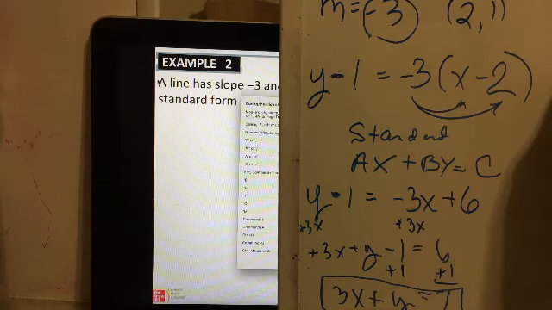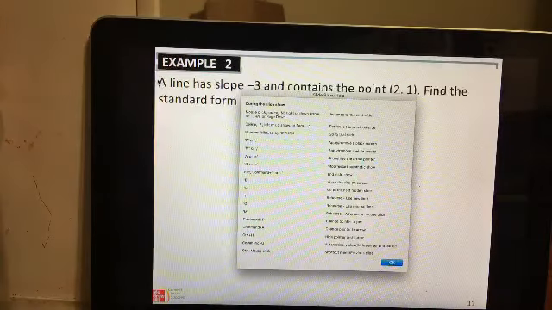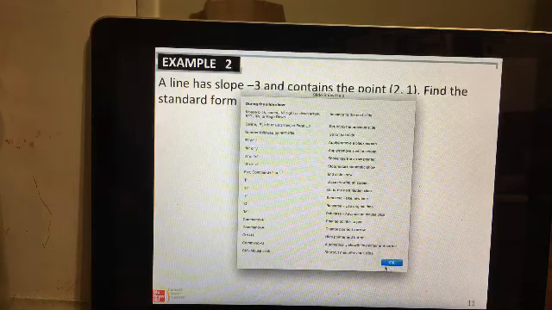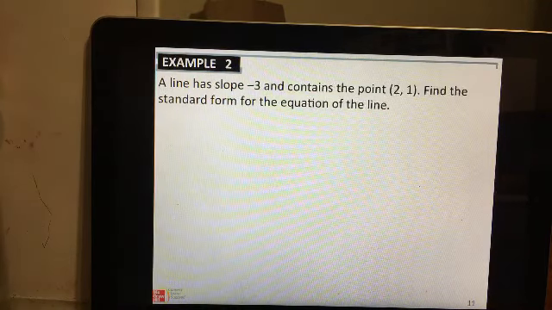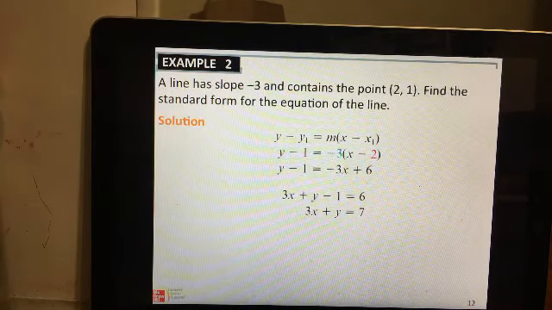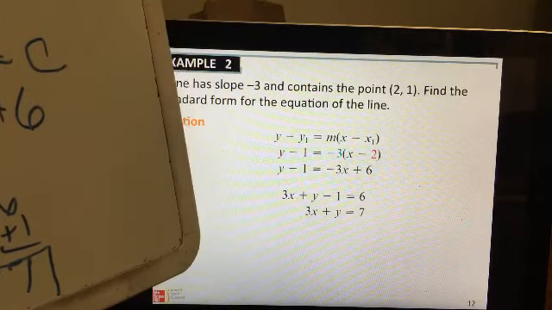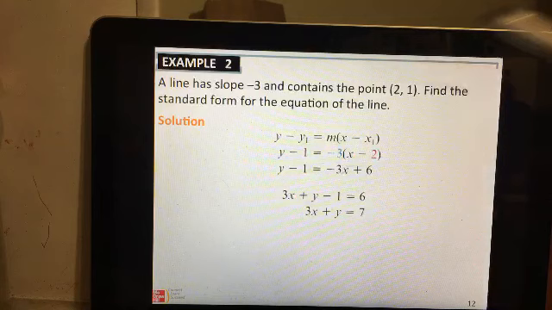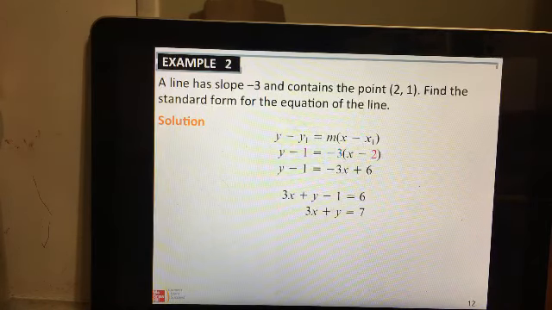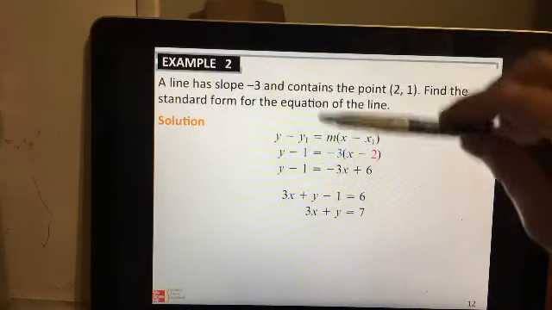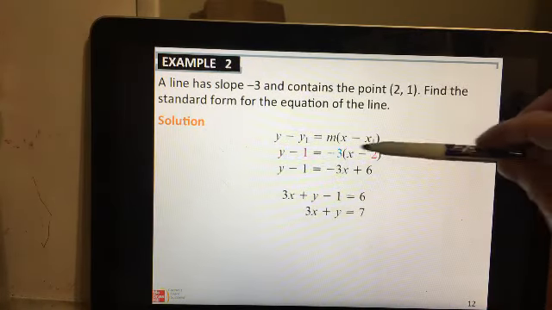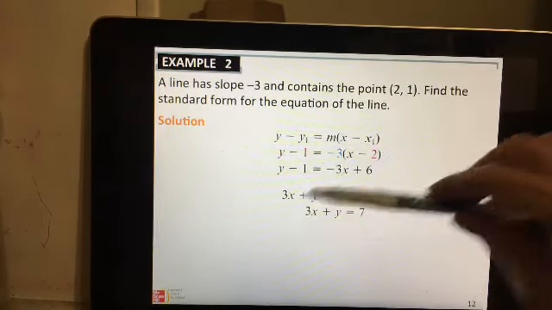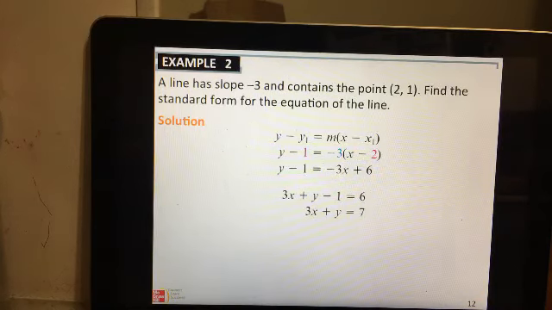All right. Now they're going to do it a lot neater than I did, but let's see what they do. They ended up with 3x plus y equals 7, didn't they? And they did the same steps I did. They just did them a little bit neater. So that is how we're going to do it. We've got the equation that has a slope of -3 and a point (2, 1), but we have put it into standard form.